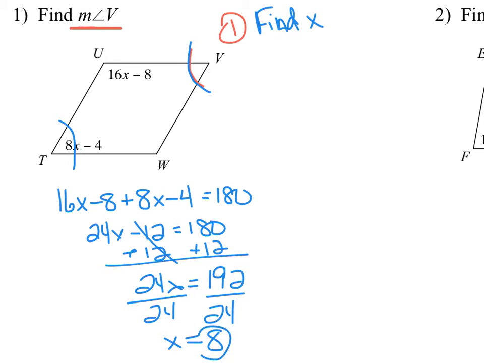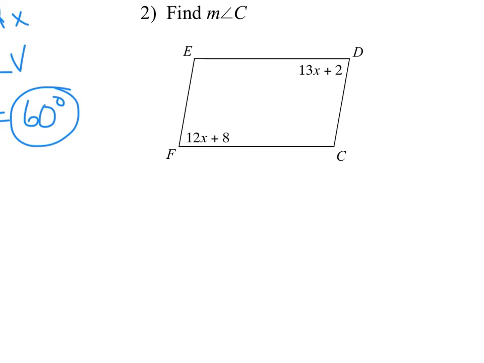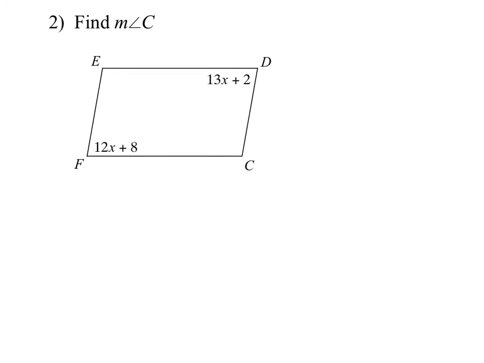So if I plug that 8 into t, angle t is the same as angle v. So if I just figure out what t is, it will be 64 minus 4, which is 60 degrees. That's the same as v. Okay, so after we figure out what x is, we have to then use our knowledge again to figure out whatever angle they're asking us for is.